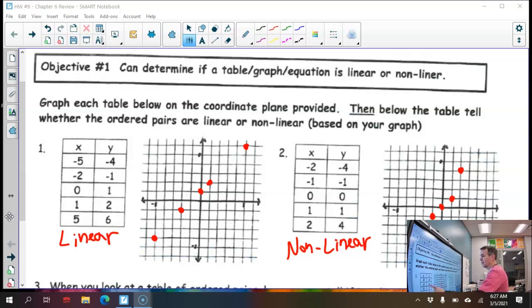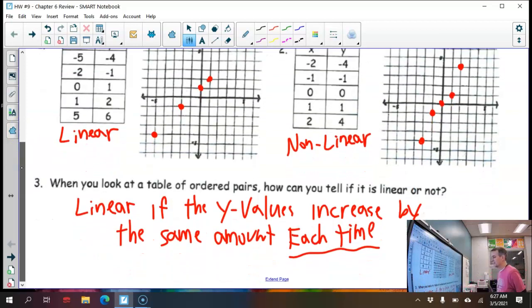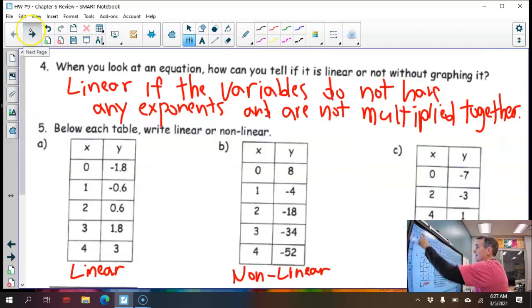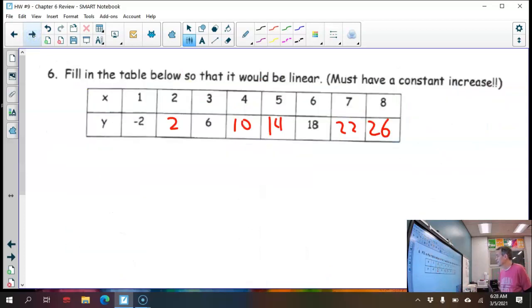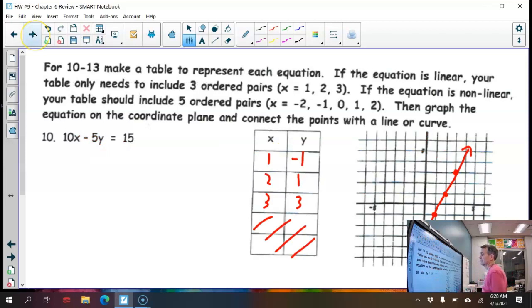You can see the answers to 1 and 2 there, where you had to graph the table and then tell whether it's linear or not. And there's the answer number 3. And there we go. Number 4 and 5 and 6 and 7, 8, and 9. And number 10, you should have the exact same table I do and the exact same graph.